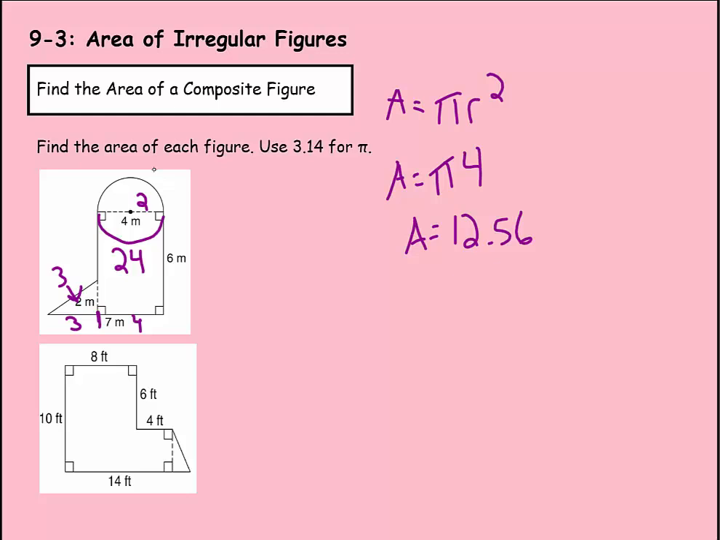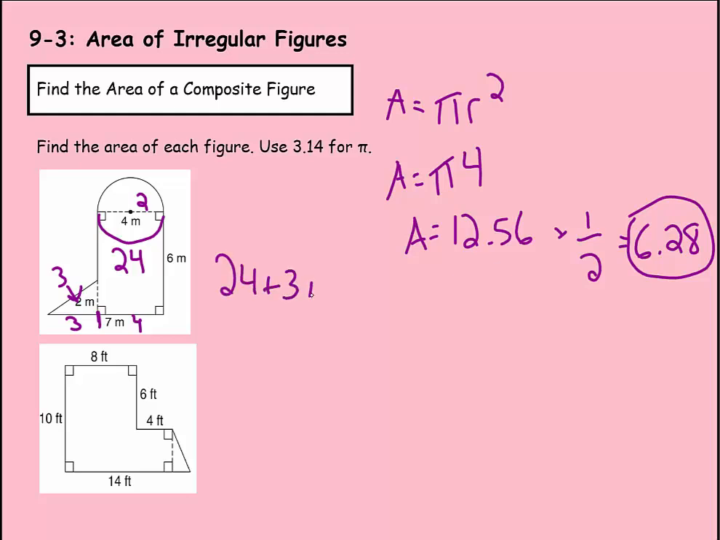Remember, we only need to find half that circle. So we can multiply this times 1 half. So when we do that, that would give me 6.28. Now that I've found the area of the rectangle, the triangle, and the circle, I can add all of them together.